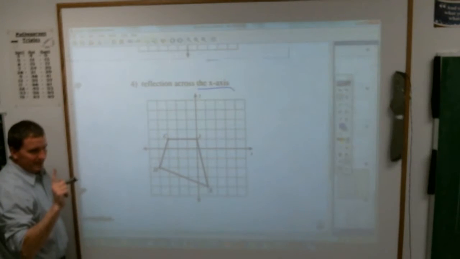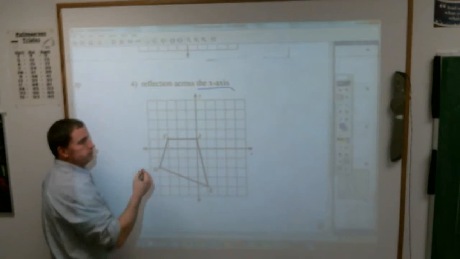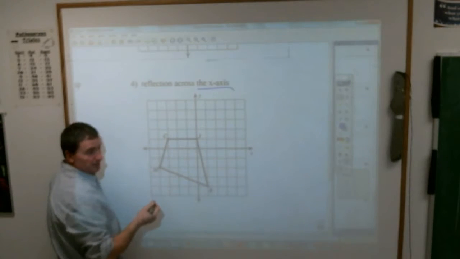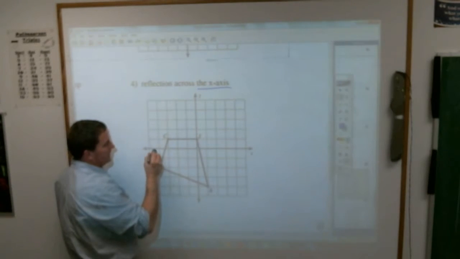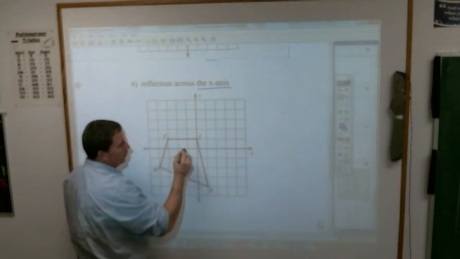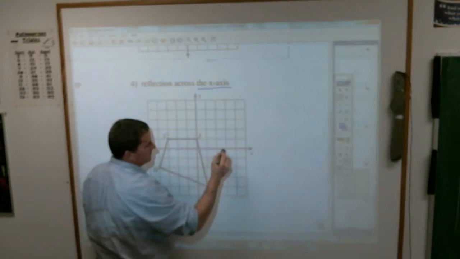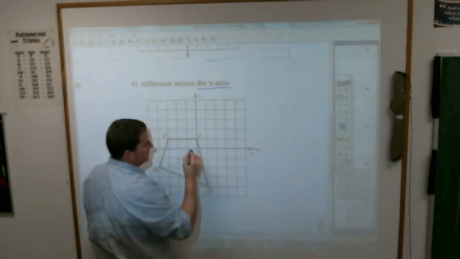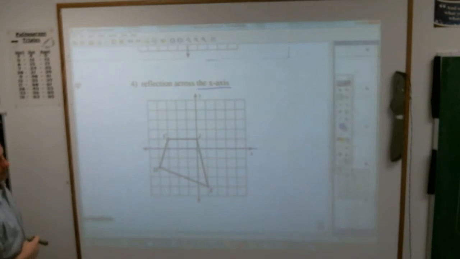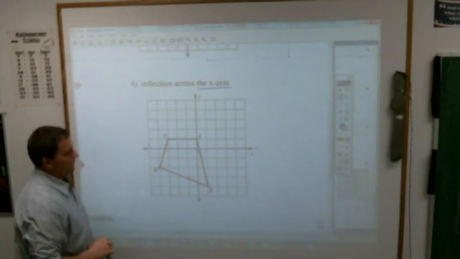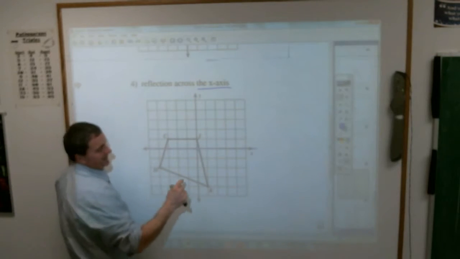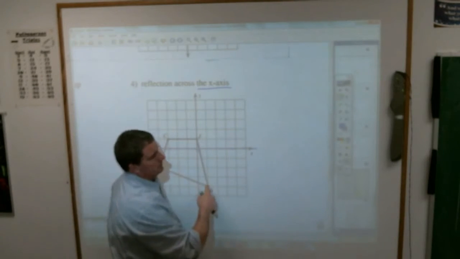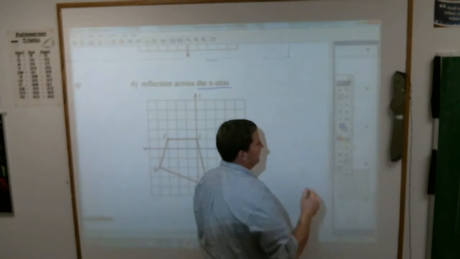So it might be a good idea to take a different colored something and make a little dashed line to show what it is you're reflecting about. I am reflecting about the x-axis. Okay, are you with me here? If I am reflecting point K, I'm going to try to do this lightly here.